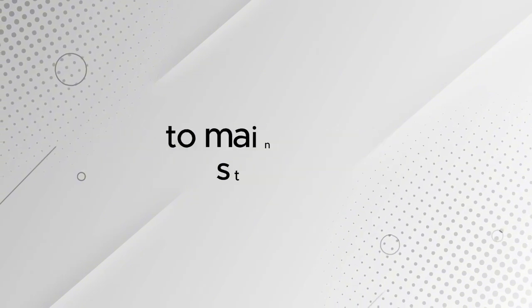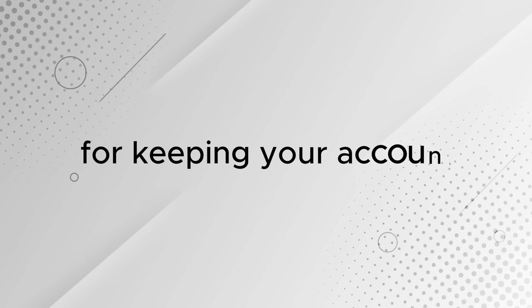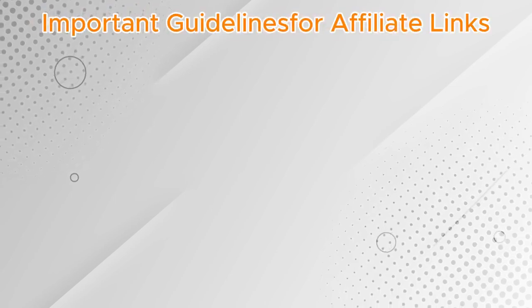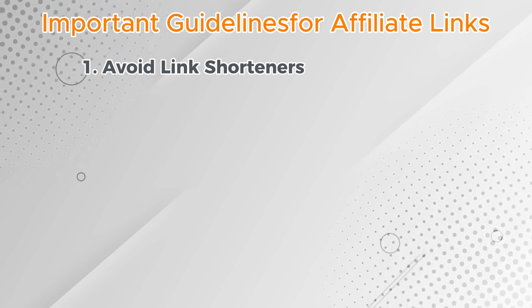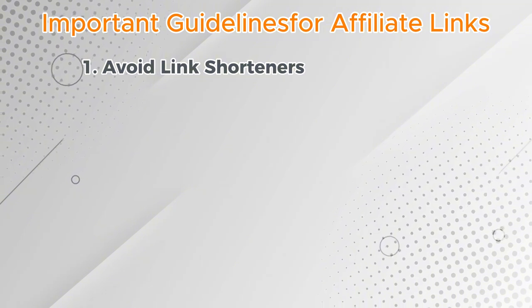Before we wrap up, there are a few important rules to keep in mind to maintain good standing with Amazon. While these may seem minor, they are crucial for keeping your account safe and running smoothly. Always disclose that you are an Amazon Associate when promoting links on your blog or website. Important guidelines for affiliate links. 1. Avoid link shorteners. Never use link shorteners to disguise your affiliate links. Amazon values full transparency.